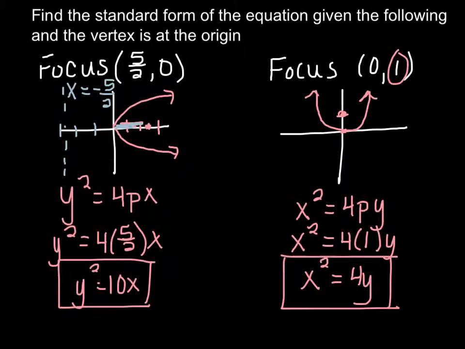Now, if I wanted to find a directrix here, I need to go in this direction. So my line would be horizontal, and the same distance from the vertex to the focus is the vertex to the directrix, which is y equals negative 1. It's going to be the opposite of the given.